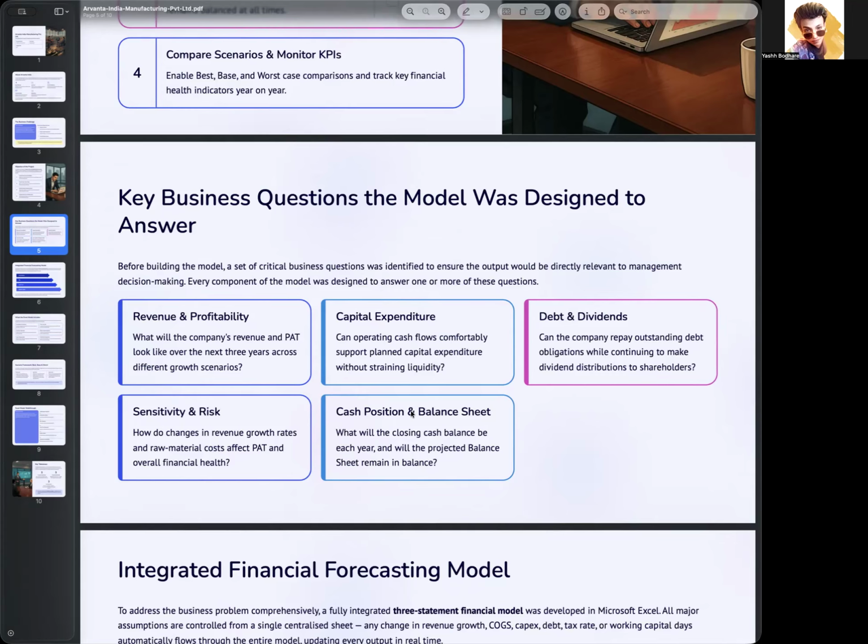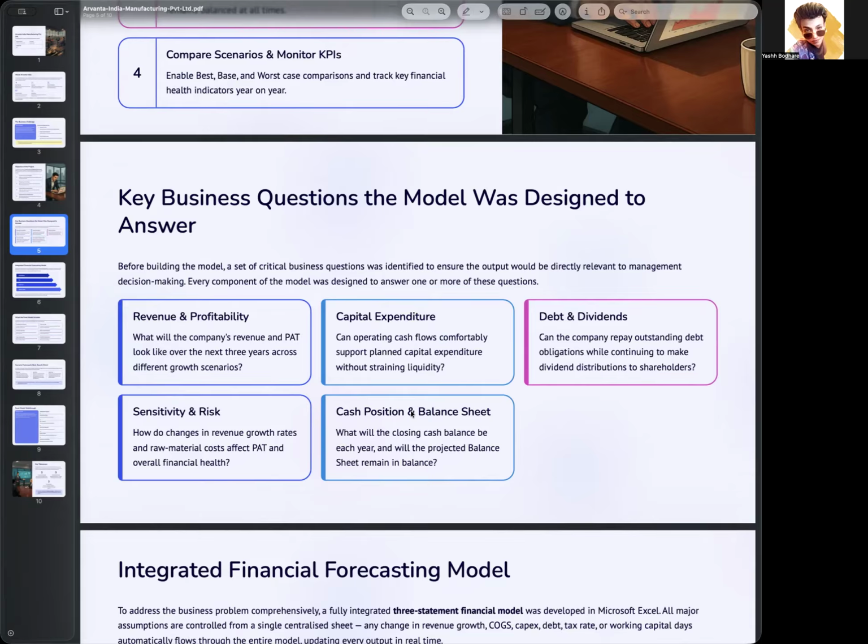Would the cash generated from operations be sufficient to support the company's planned investment in plant and machinery without creating liquidity pressure? The third question focused on debt and dividends. Could the company repay its outstanding debt obligations while continuing to distribute dividends to shareholders?